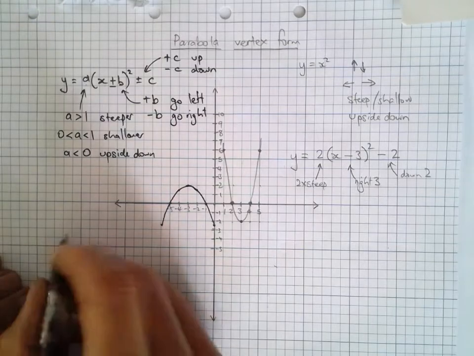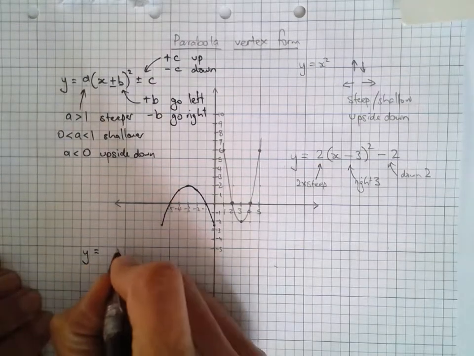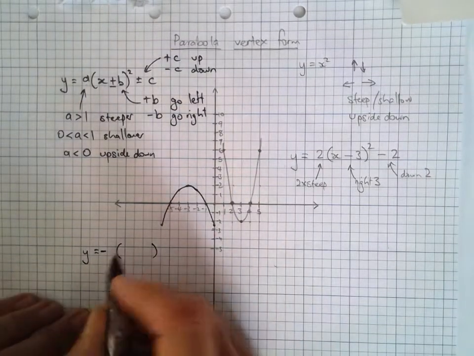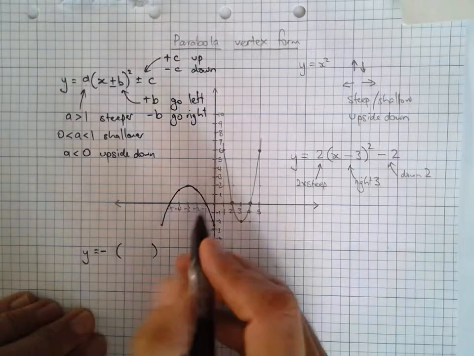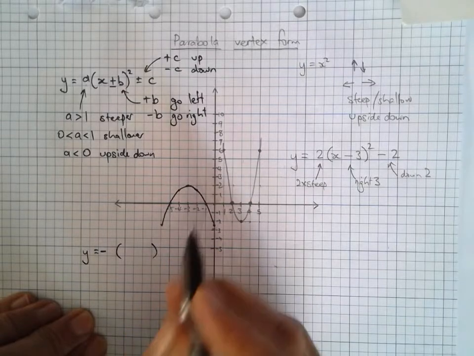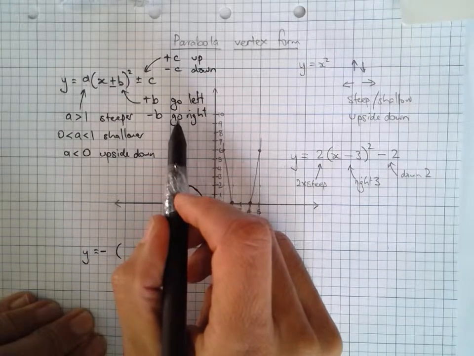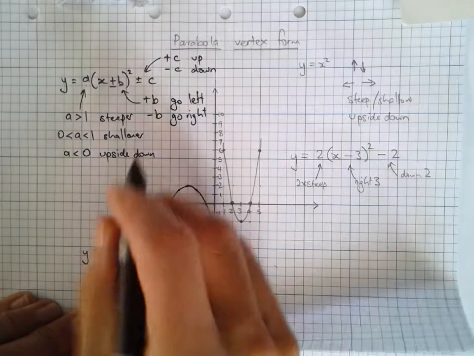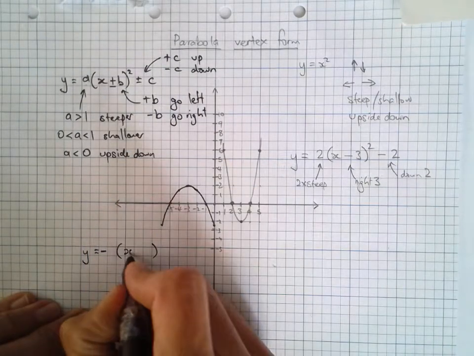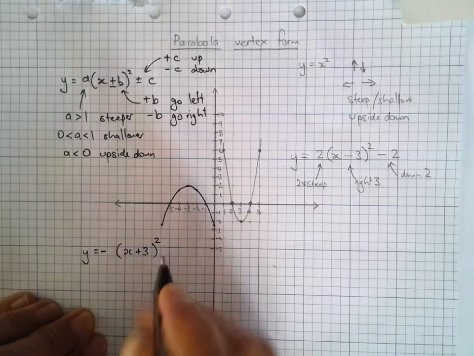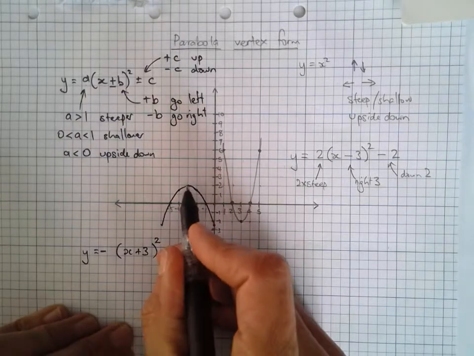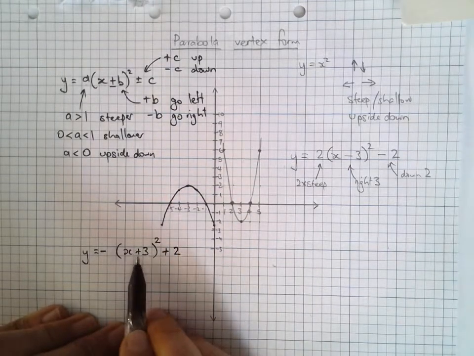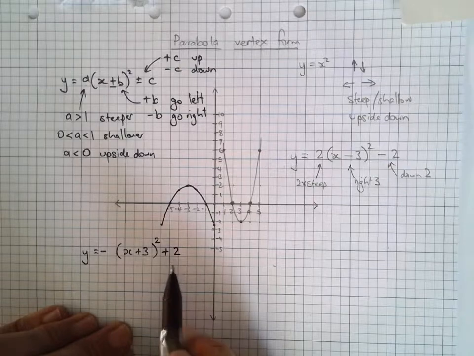So let's try this. I know that it's going to be y equals, it's going to have a negative because it's upside down. I don't quite know what a is yet, but it's moved 3 to the left. So it's x plus 3 all squared, and then it's up 2, isn't it? Plus 2. I've moved it left 3 and up 2.